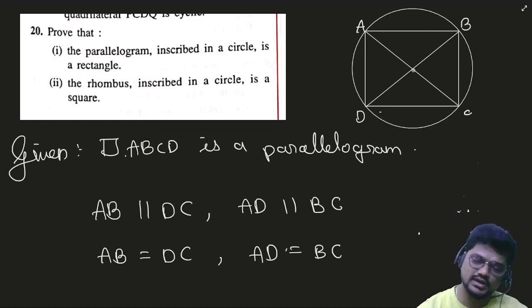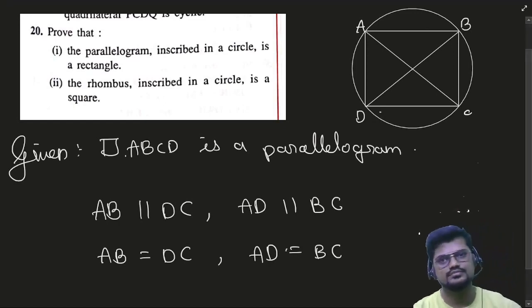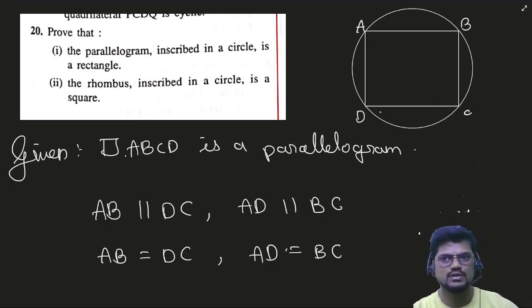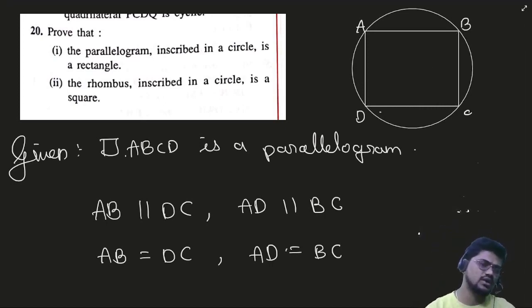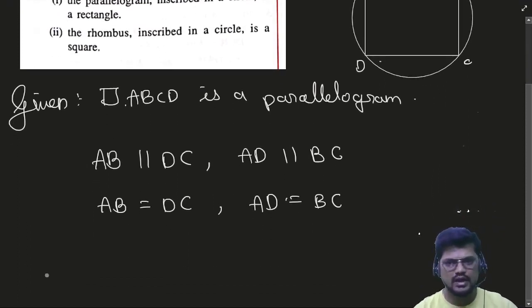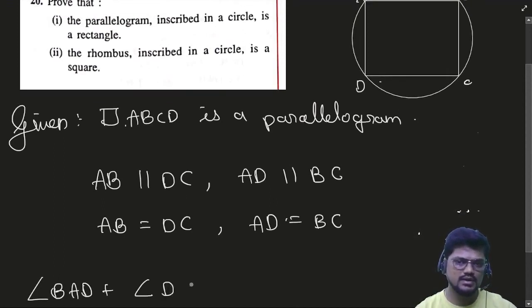Yes, I know that it's a cyclic quadrilateral. That is, angle BAD plus angle DCB equals what? 180 degree. Angle BAD plus angle DCB equals 180 degree because it's a cyclic quadrilateral.